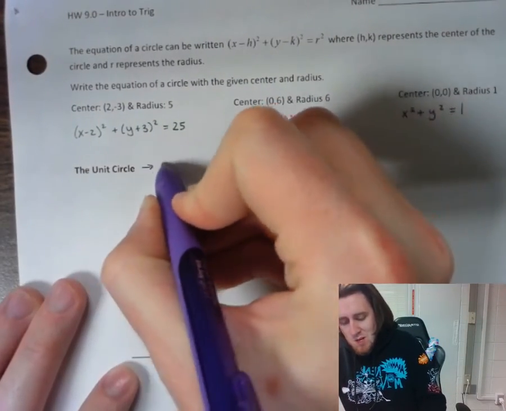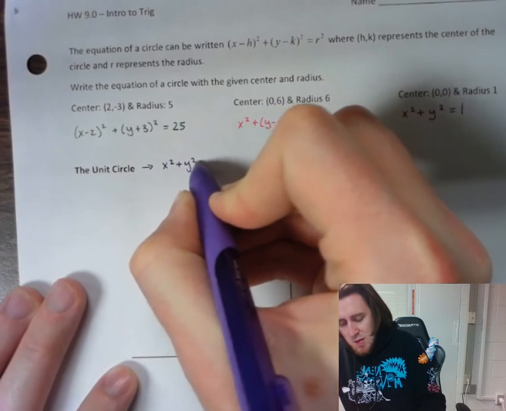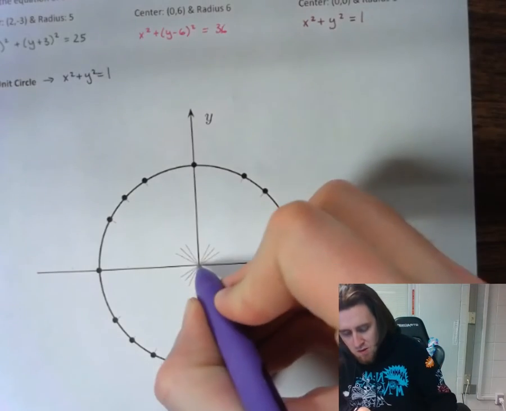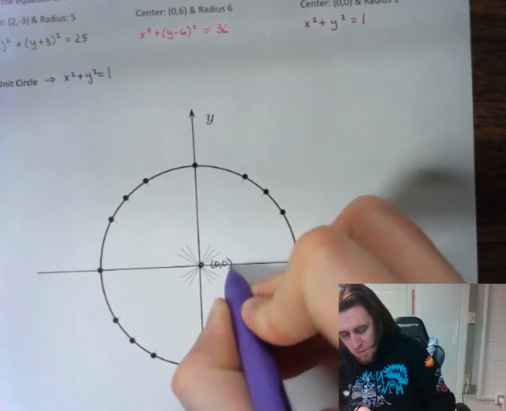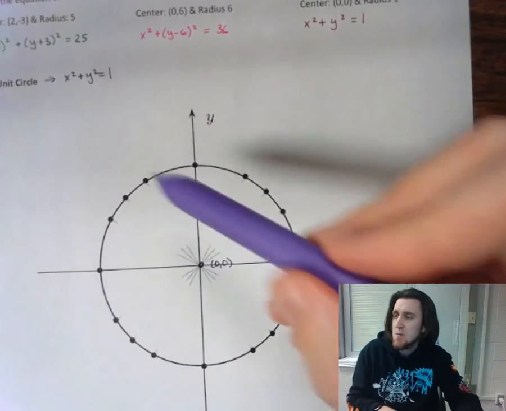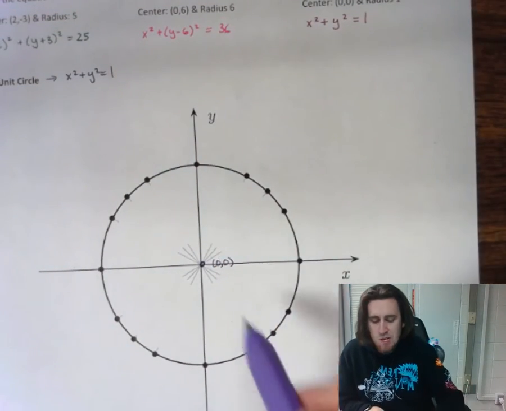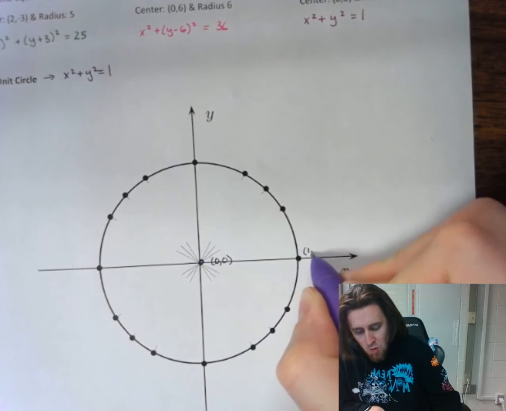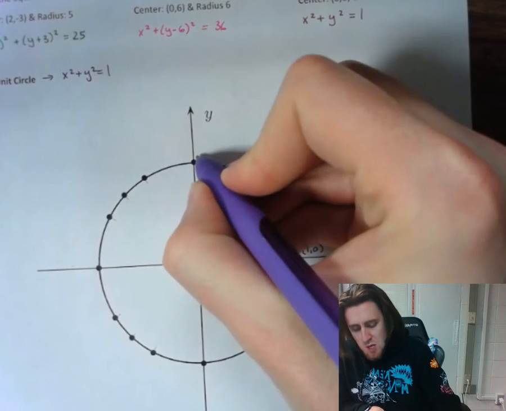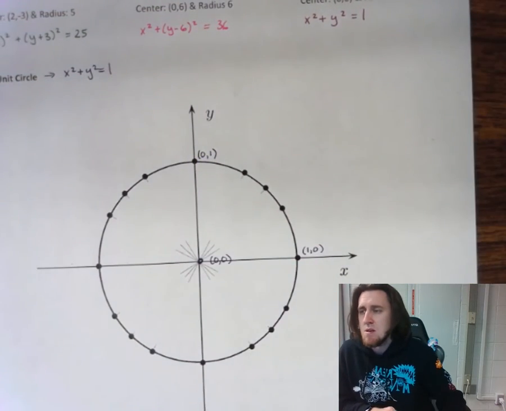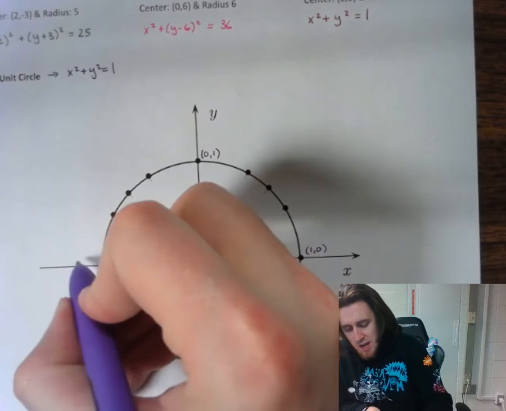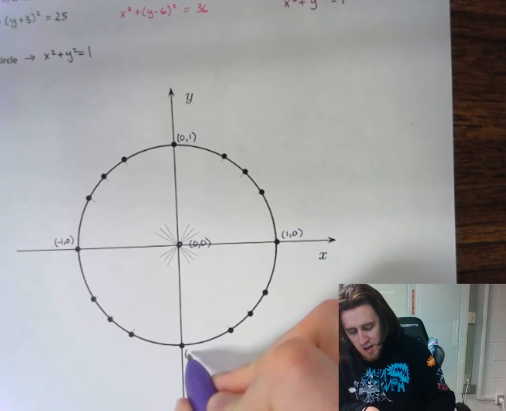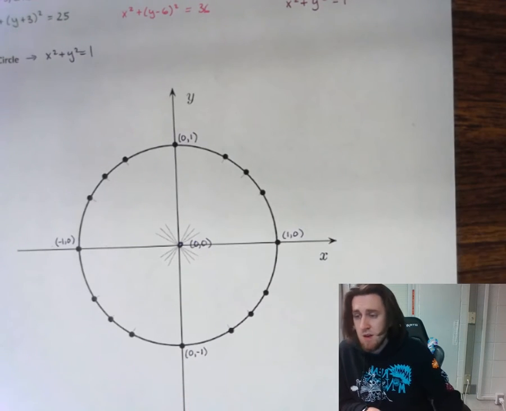So the unit circle is the circle with the equation x squared plus y squared equals 1. So it's centered at the origin. So this point in the middle is the point 0, 0. And it has a radius of 1. Okay, so that means if we go over to the edge of the circle, this would be the point at 1, 0. This would be the point at 0, 1. This would be the point at -1, 0. And this bottom point would be at 0, -1.